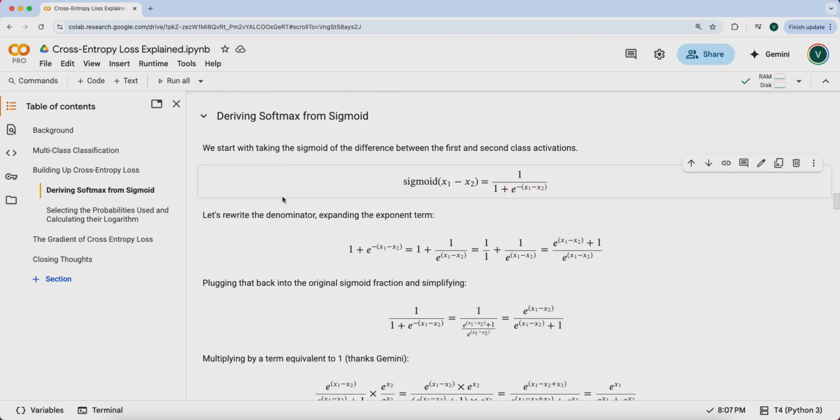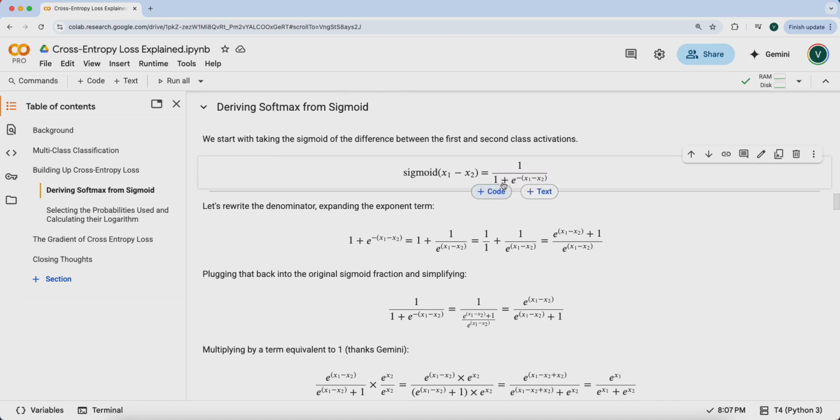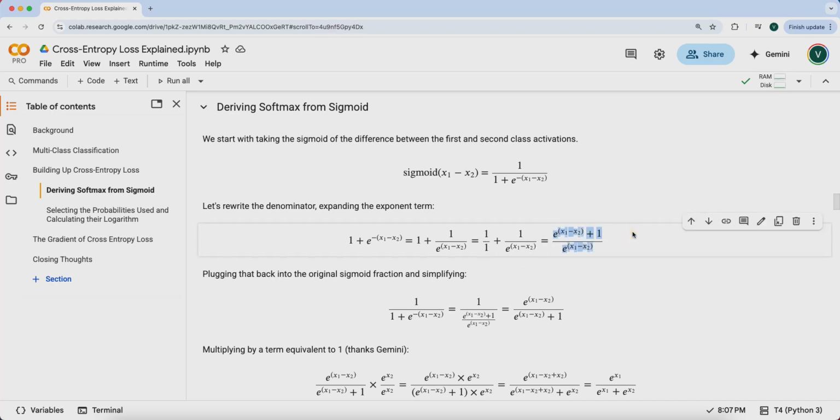So I'm going to take this denominator, 1 plus e to the negative (x1 minus x2), and expand it into a fractional form. So I have 1 plus 1 over e to the (x1 minus x2). Then I think of this as 1 over 1 plus that fraction, so I can combine terms into a single fraction. How does this work? Well, 1 times e to the (x1 minus x2) is e to the (x1 minus x2), plus 1 gives us this numerator.